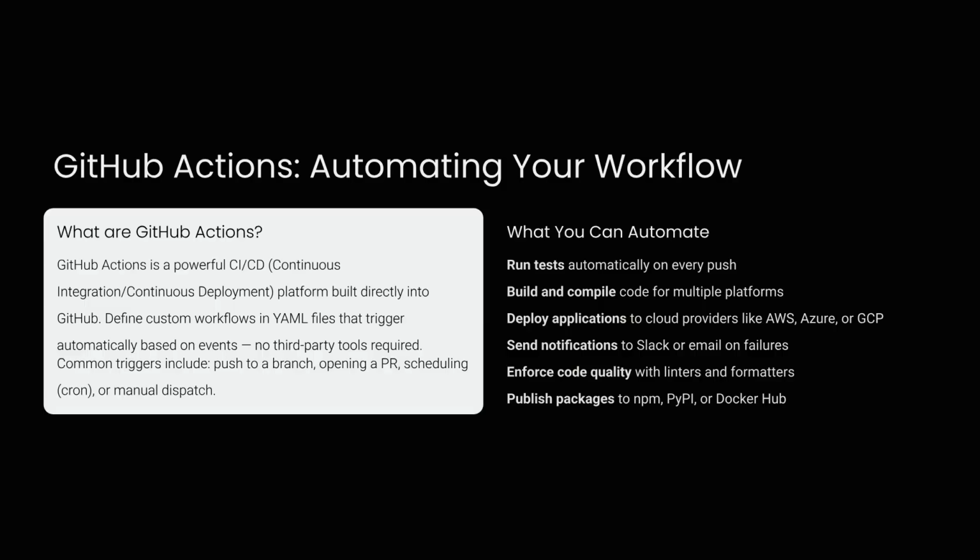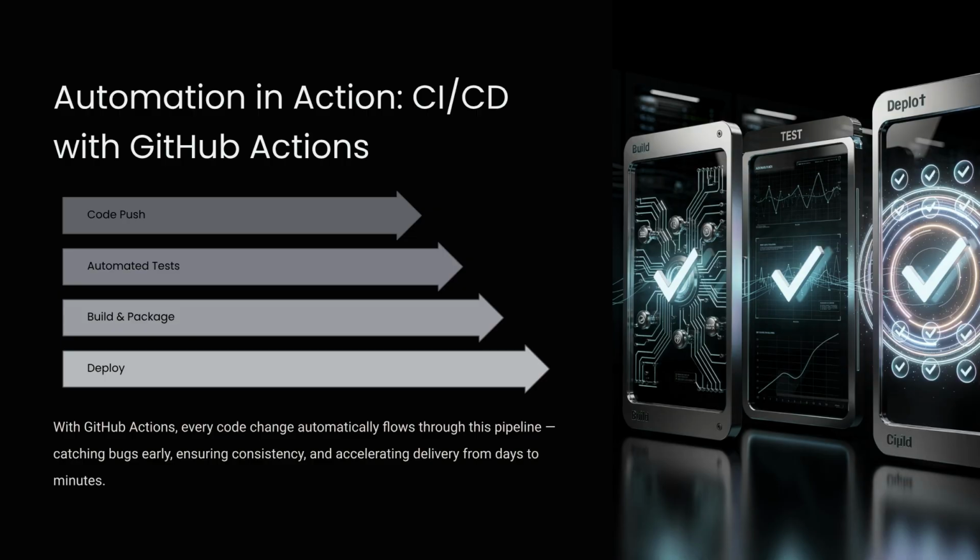GitHub Actions is a powerful CI/CD platform built into GitHub, allowing you to define custom workflows in YAML files that trigger automatically on events like pushes or PRs. You can automate tests, builds, deployments, and more. GitHub Actions enables continuous integration and continuous deployment. This creates an automated pipeline: code push, automated tests, build and package, and finally, deploy. This accelerates delivery from days to minutes.